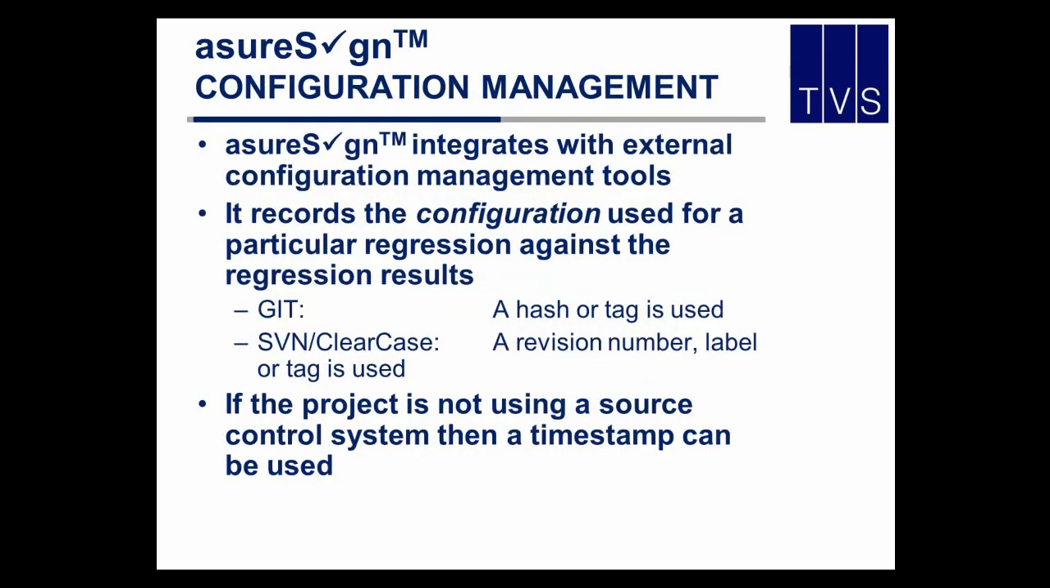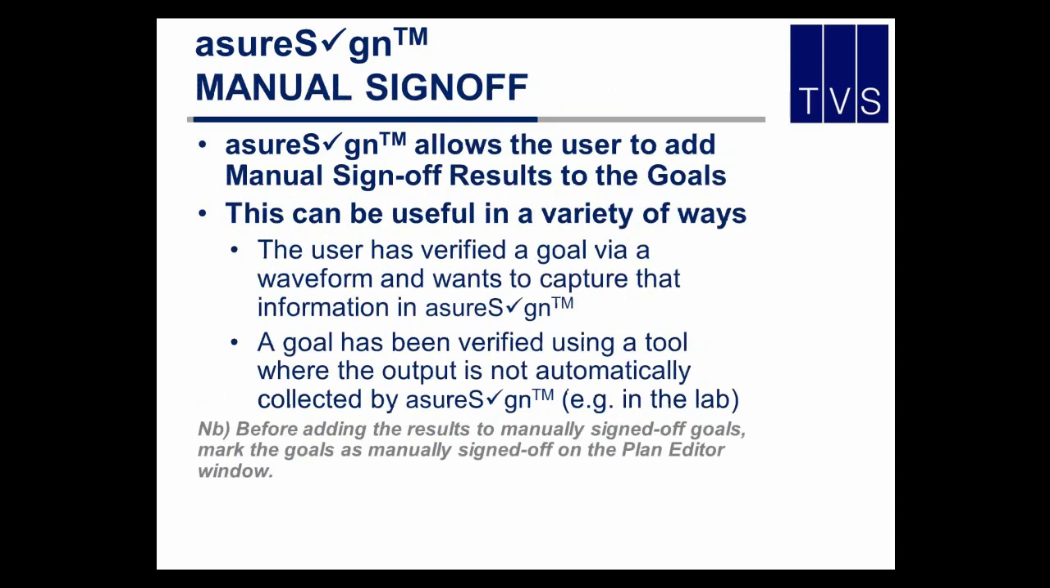AsureSign, so configuration management, also important in requirements engineering. AsureSign integrates with the external configuration management tools. So it doesn't have its own configuration management, which is normal for most tools. They wouldn't have it, but it is able to interface to them, and associate essentially the unique IDs of the regressions against particular configuration labels, or if you're not using a source control system or a version control system, then we can use timestamps. It allows the user to add manual sign-off results to the goals.